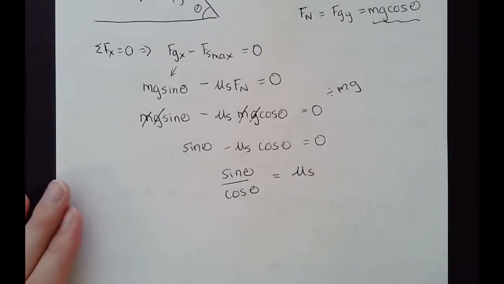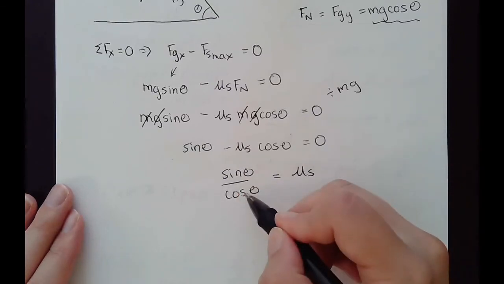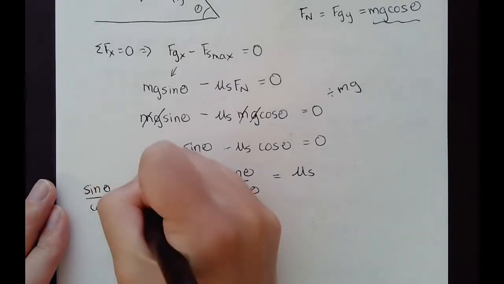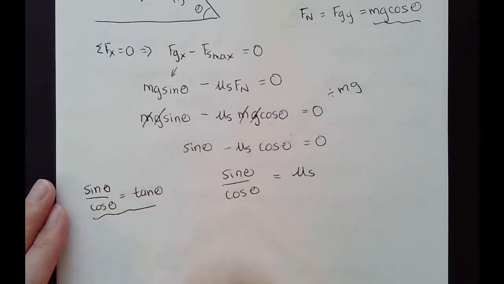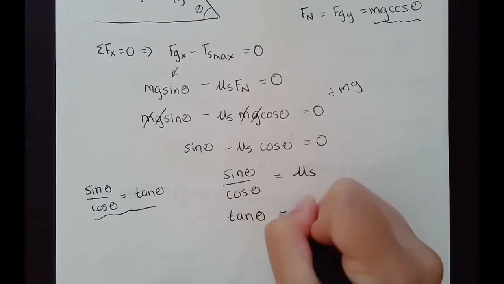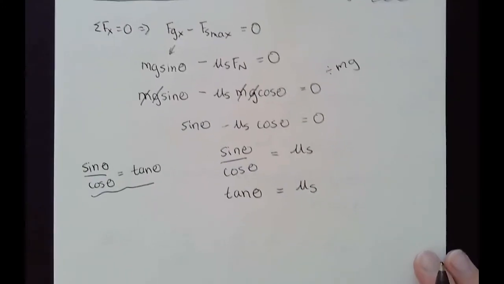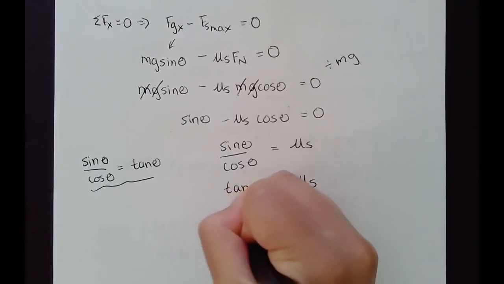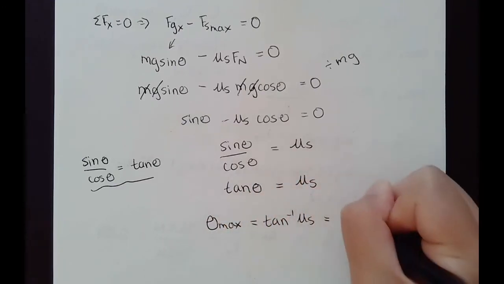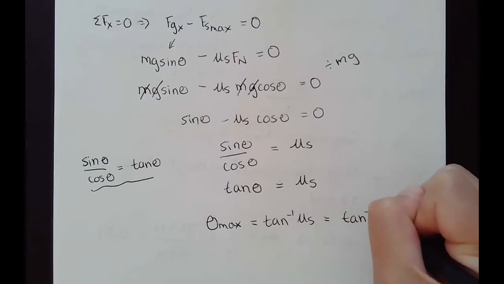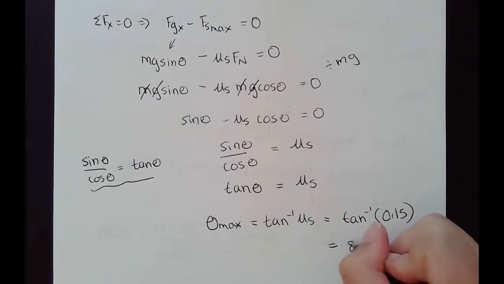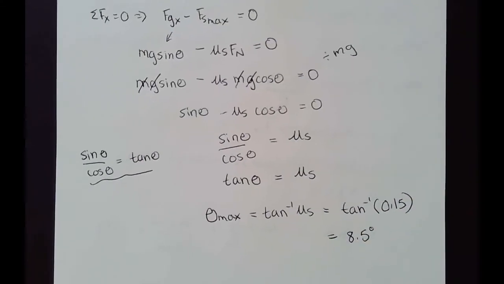Now, often in this course, you're going to see this relationship, sine theta over cos theta. You might not have known this already, but I want you to remember it from now on, that sine theta over cos theta is equal to tan theta. So we have tan theta equals mu s. And now I can find this theta, which is the maximum angle. Theta max will equal tan inverse, or arctan, of mu s, which is tan inverse of 0.15. And if you do this, you'll find an angle of 8.5 degrees.